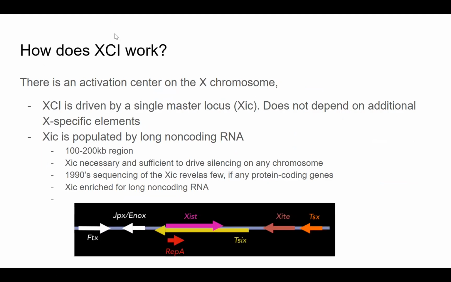And you may be wondering, how does X chromosome inactivation work? Well, it's driven by a single master locus, which is the control center, we like to call it the master switch, and it actually does not depend on any X-specific elements. It is populated by long non-coding RNA that's made up of tiny 100 to 200 kb regions. And as you can see in this figure down here, that's where you can see them.